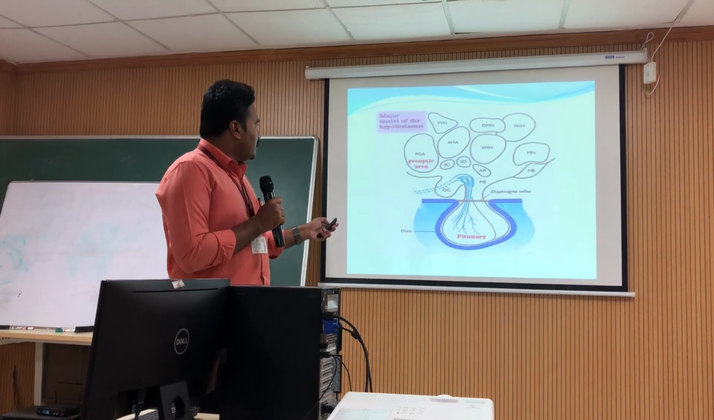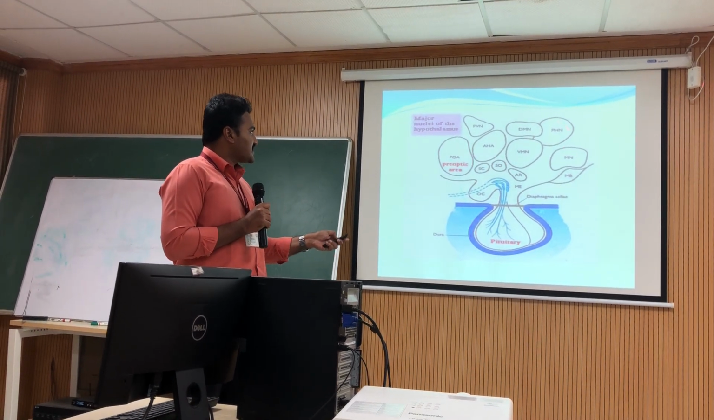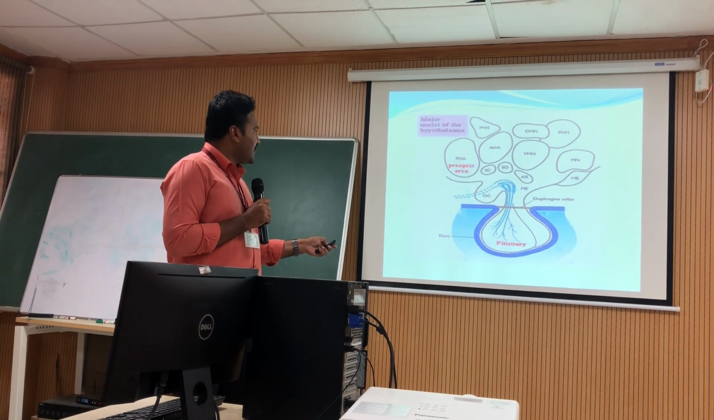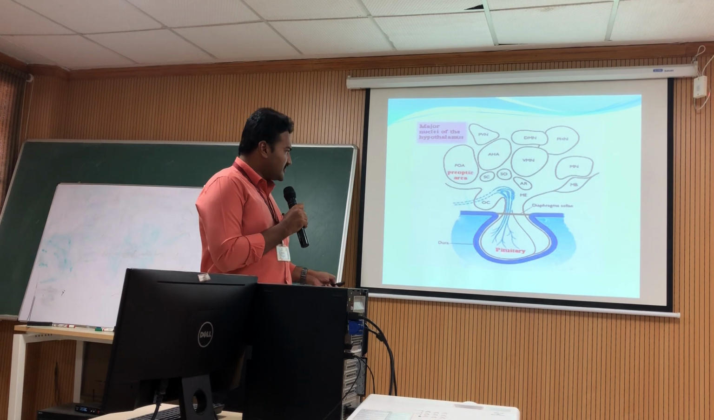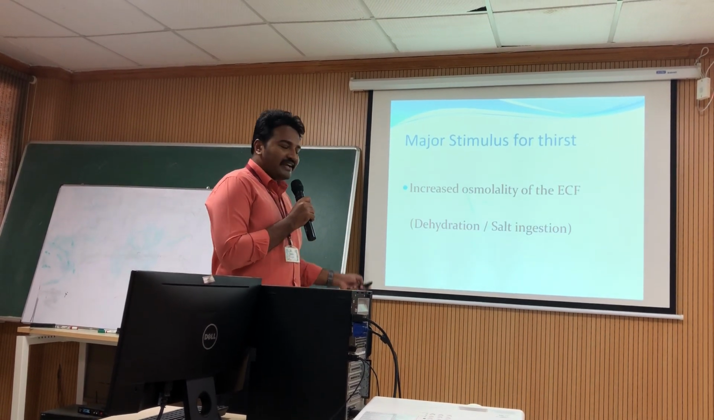Fine. So here you can see all the nuclei of the hypothalamus. Last class we discussed all the nuclei, and in that the most important center is the pre-optic area, which is mainly the thirst center. So just above the pituitary we have all the hypothalamic nuclei. In that we have the pre-optic area.